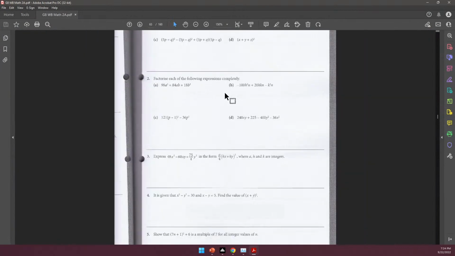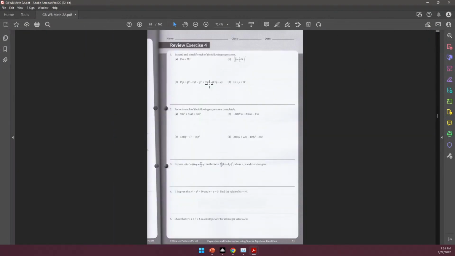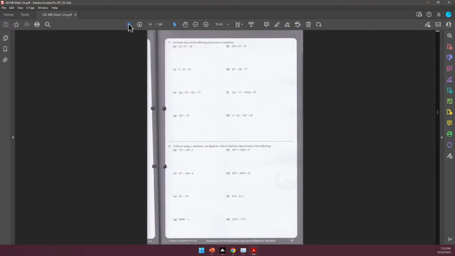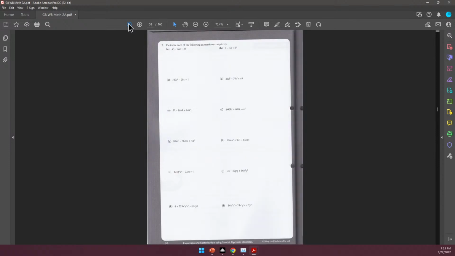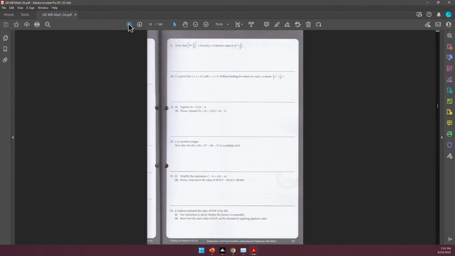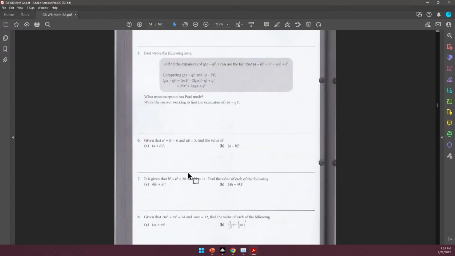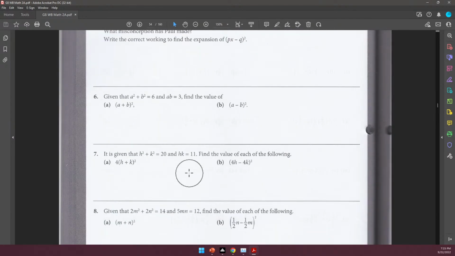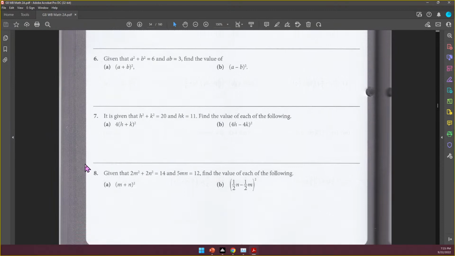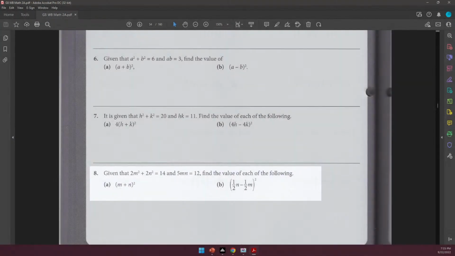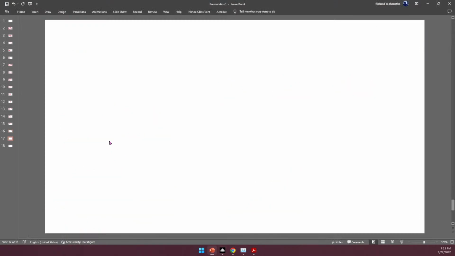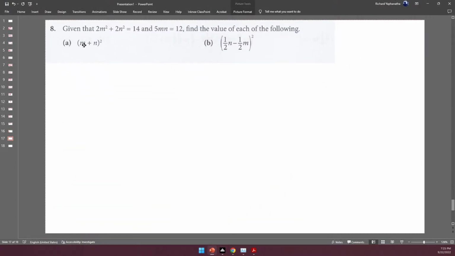52. Where is 52? Oh my god, it is so small. It is 61. 52. Number 8. Hold up, screenshot. Paste. Given that, haven't we discussed this already?